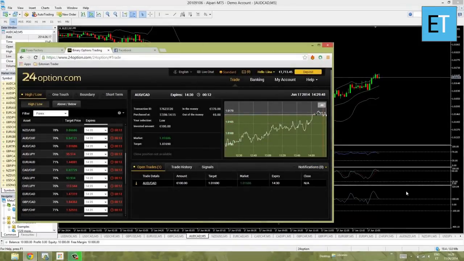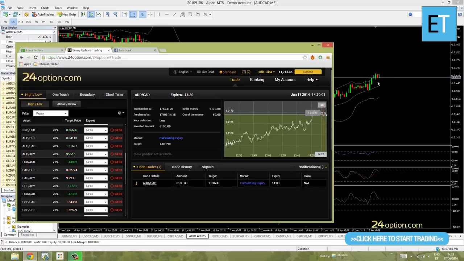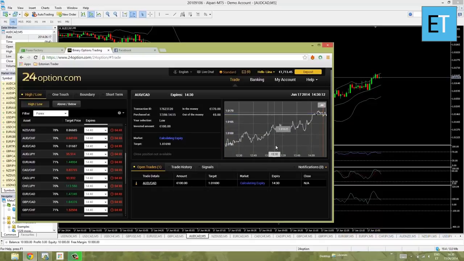Okay, and the trade is just about to end. It is very close though. We'll just see what happens here. Probably I should have waited just a couple of minutes more because it peaked a bit later. But it looks like I'm okay and I have won this trade as well. So that was my third trade today.